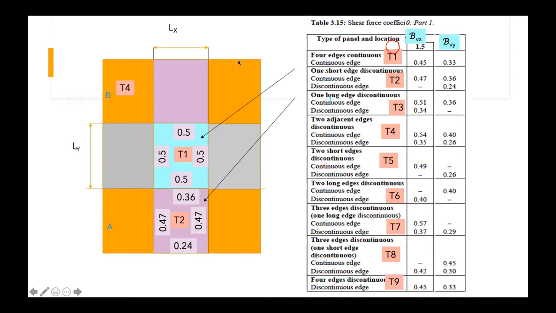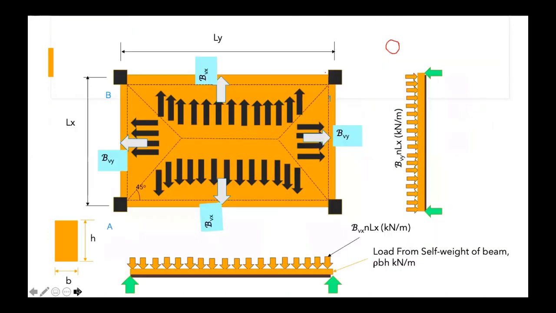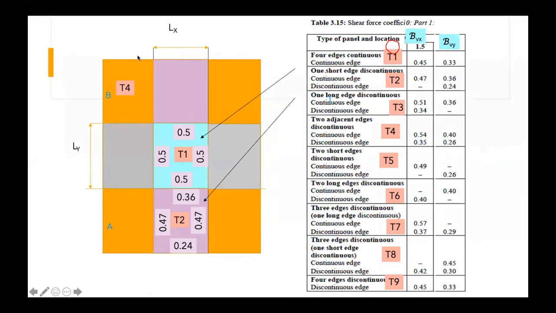Let's say our LY over LX is 1.5. Let's say we have a plan like this, a floor plan. It is called a floor plan for the restrained slab. Let's say we have a plan like this, so let us learn how to get the coefficient. Okay, we start with this one, T1.